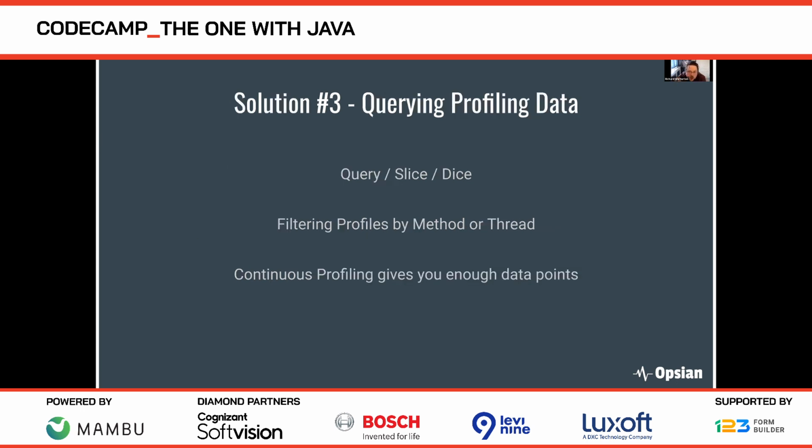And that's where querying your profiling data comes in. Slicing and dicing that historical profiling data, being able to filter it. So for example, saying, look, this is the method from my sign-up process. Show me all the profiling data that goes to this method. This is the method that hits this URL. Show me all the profiling data for that URL.